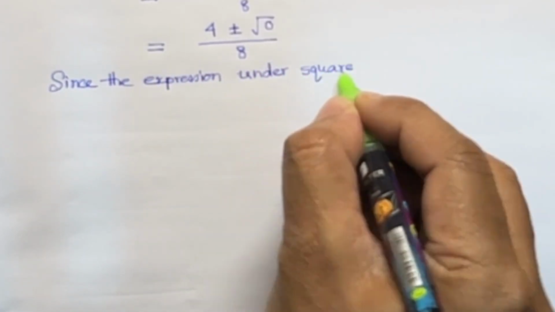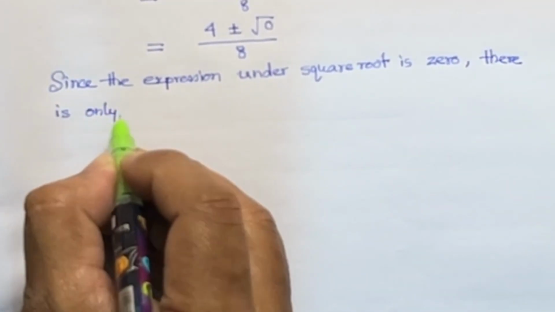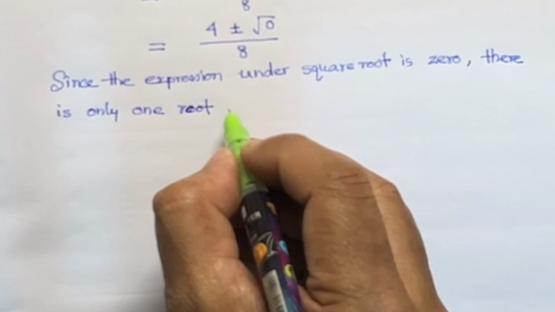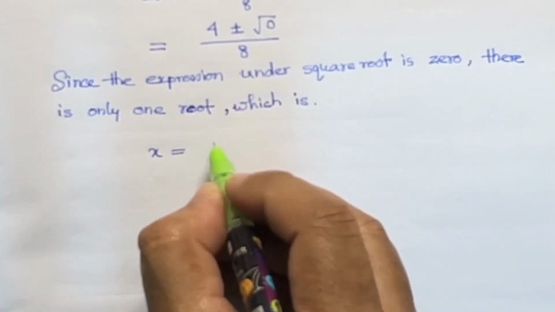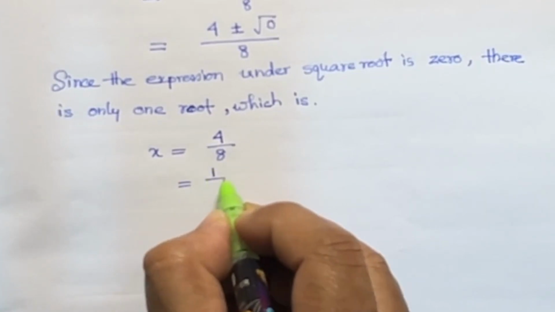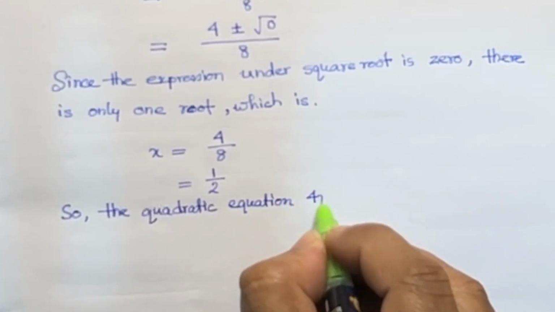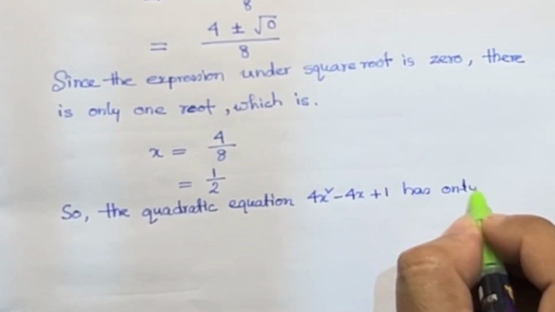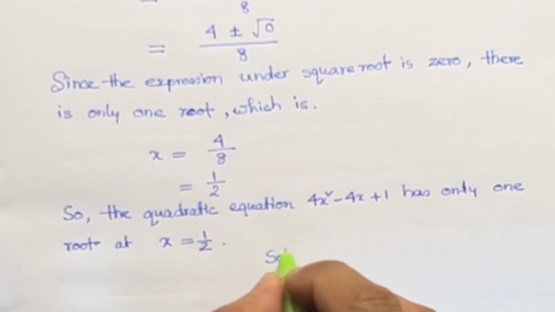Since the expression under square root is 0, there is only one root, which is x equal to 4 by 8. That means when you cancel, you will get 1 by 2. So the quadratic equation 4x square minus 4x plus 1 has only one root at x equal to half. So this is the solution of this quadratic equation.